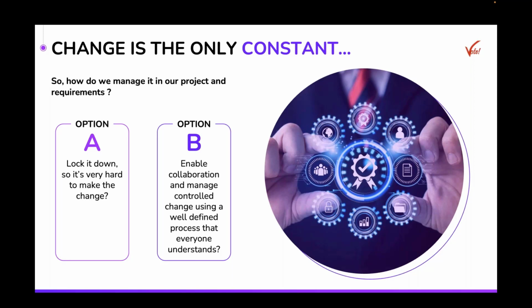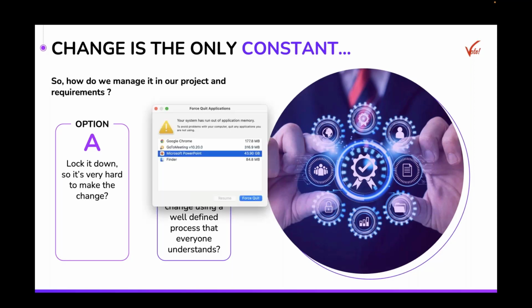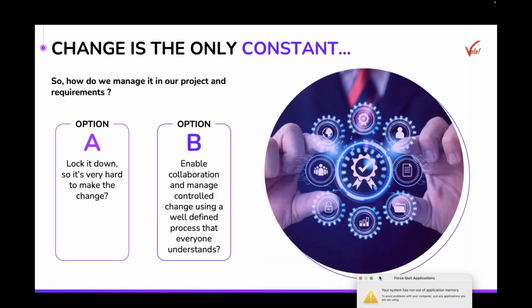Do we lock it down so that change is very hard to make, but the system gets built? Or do we make it very collaborative, but have a process that helps manage change? And do we have a process that everybody understands, so they know how things can work? So let's do a quick poll on this.